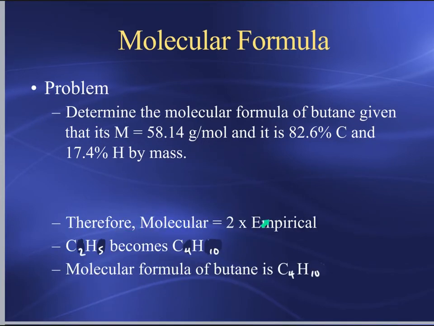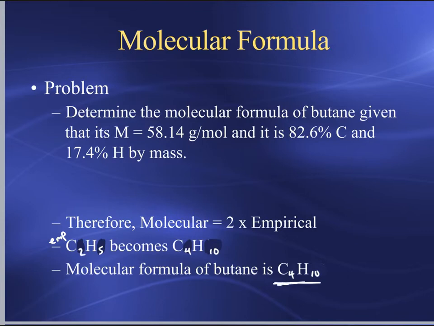So what we need to do is take the empirical formula and multiply it times 2, and that would give us the molecular formula. So we had C2H5, this was the empirical, right? So we figured out first. And when we multiply everything in there by 2, we get C4H10. So the molecular formula of butane is actually C4H10.